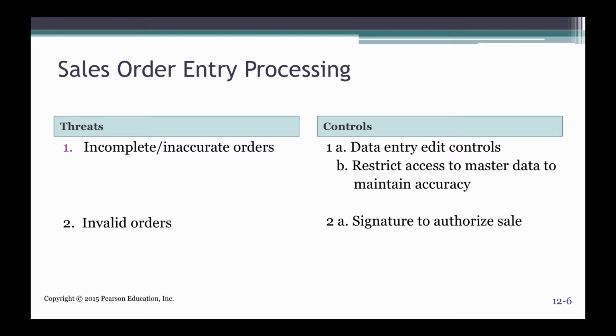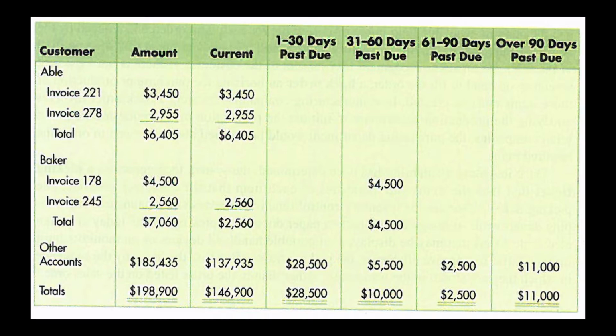The second threat is invalid orders, where some orders might go to invalid customers. Here we need to get the signature of the customer to ensure that this is an authorized sale. The second control is that we approve the customer credit. We can do this by checking the accounts receivable aging trial balance.